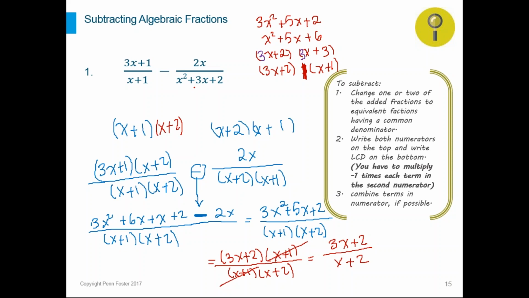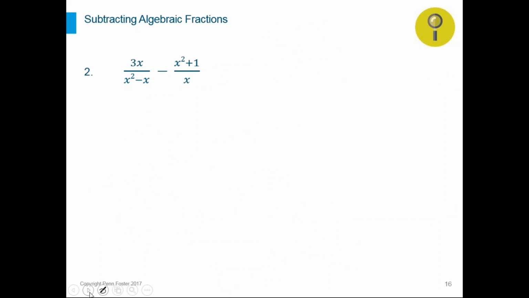Okay, let's move on to another problem: 3x over x squared minus x, minus x squared plus 1 over x. So I'm going to do the LCD real quick. I'd like to factor things I'm able to factor, so it's easier for me to recognize what's missing on the other denominator.